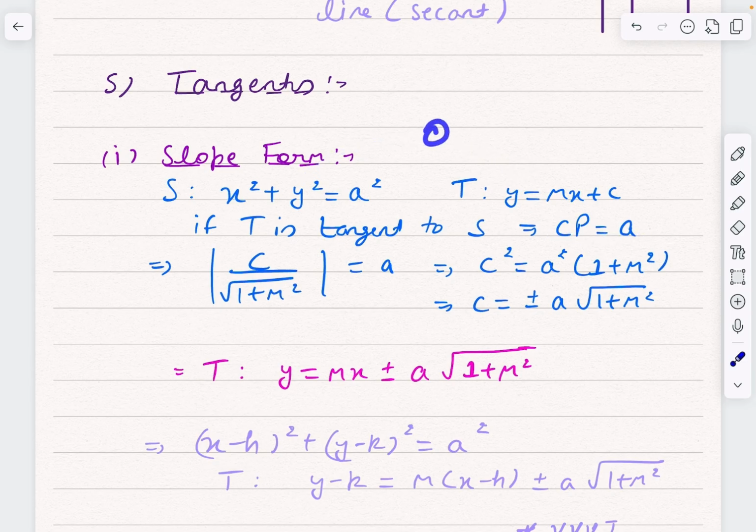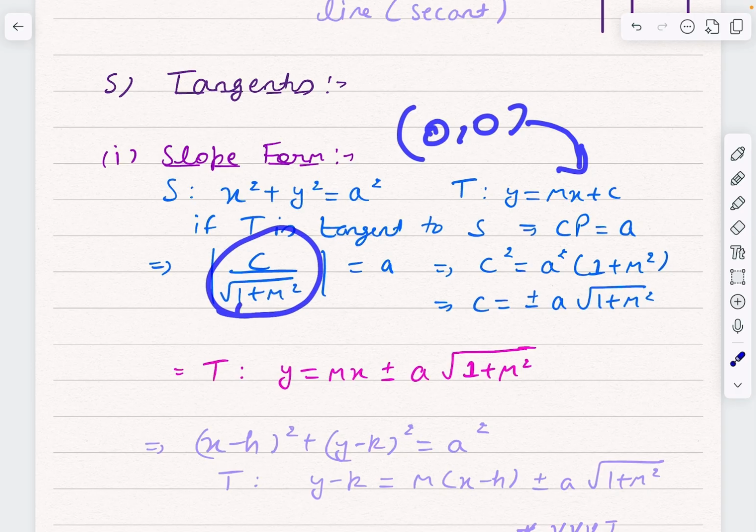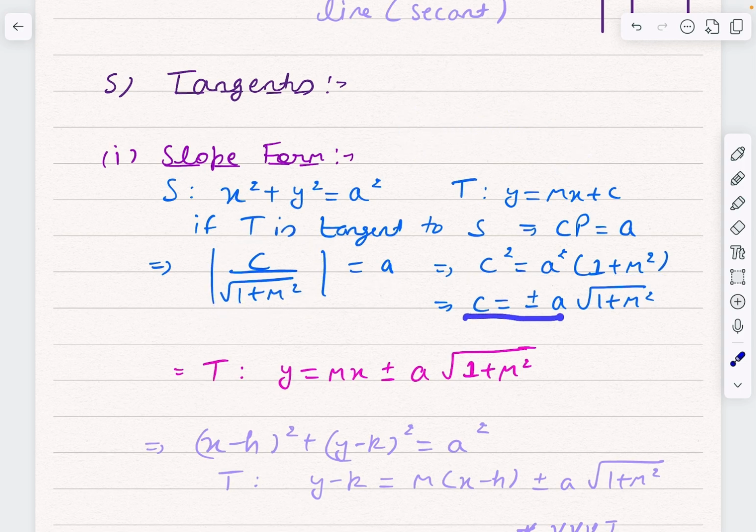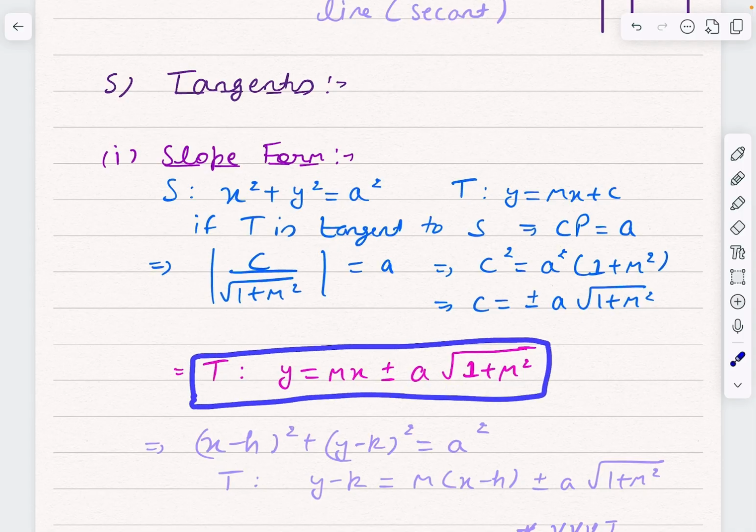You can see the center is 0 comma 0, so find the distance of 0 comma 0 to this line. It comes out to be c by root 1 plus m square, which must be equal to the radius of the circle, so c square equals a square times 1 plus m square. So c will be plus minus a root 1 plus m square. Put that here, you get y equal to mx plus minus a root 1 plus m square. This is the slope form of tangent. Why plus minus here? Because with the same slope we'll always get two tangents, no, like this.